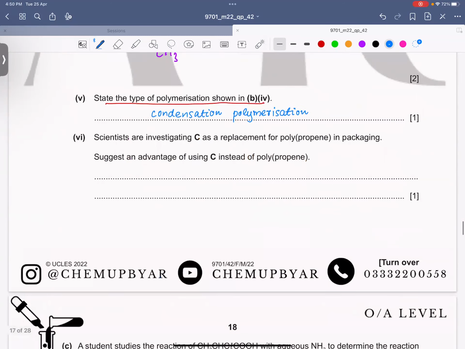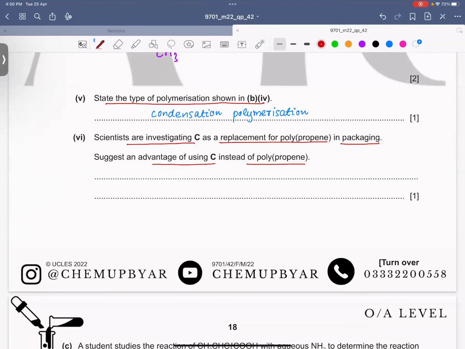Scientists are investigating C as a replacement for polypropylene in packaging. Suggest an advantage of using C instead of polypropylene. Okay. Can anybody suggest any advantage of using C instead of polypropylene?